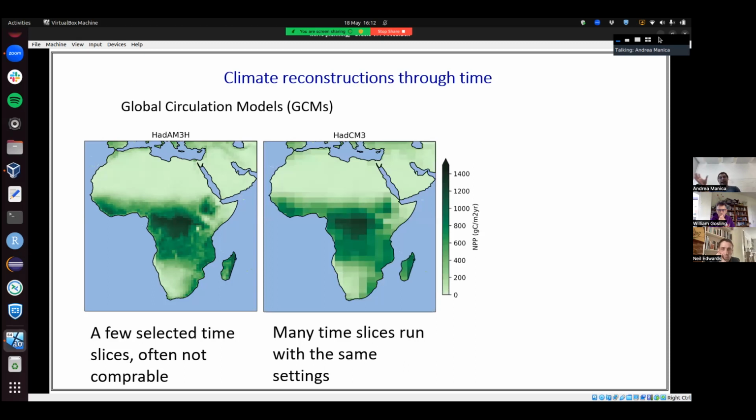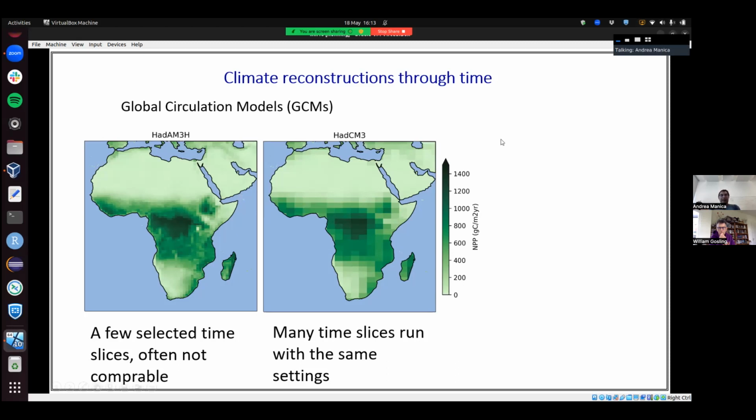Then there are models like the HAD-CM3, which are in a way an older generation of global circulation models. They're still pretty complex, but they are on a larger spatial scale and also, to some extent, have slightly simpler physics compared to the latest models. And here it gets more interesting, because some of these models have been used to run multiple time slices with the same settings. So you have a pretty good way of comparing what's happening through time, because it's the same model with the same settings, therefore to some extent the same biases and the same problems, but through time.